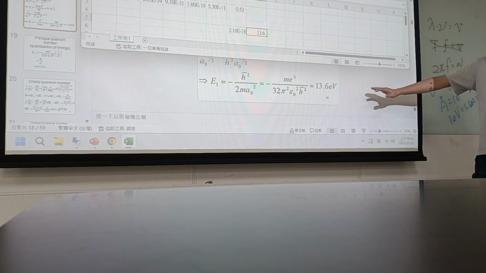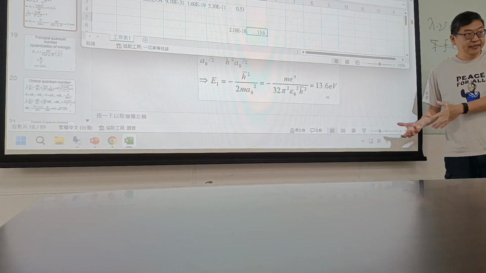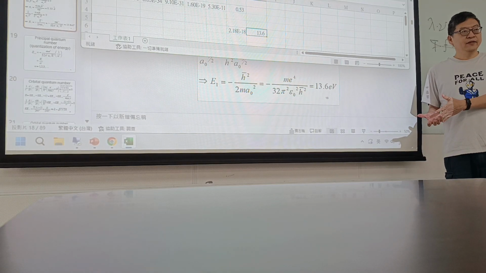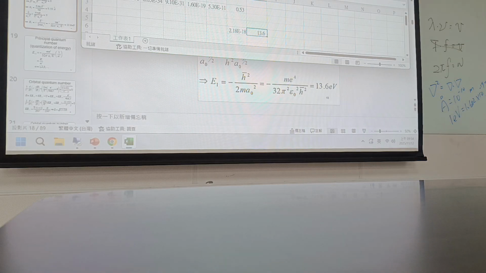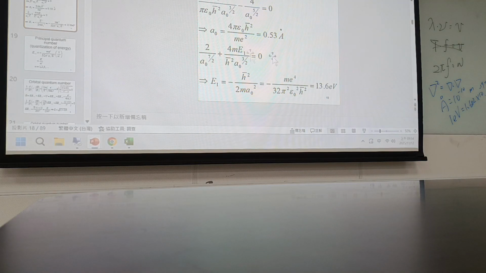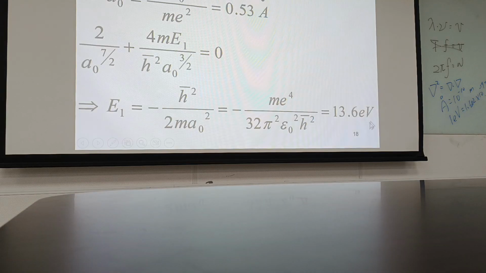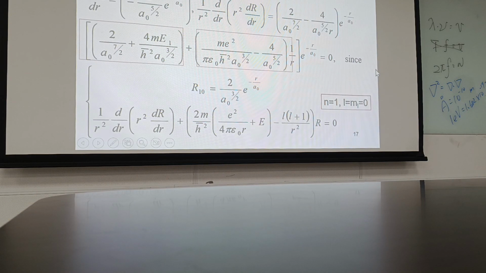So we don't need the Bohr model. We use the Schrödinger equation. We can 100% replace the Bohr model, and we can also get these two numbers. Right? And in this example, what quantum number do we use? We only use n.